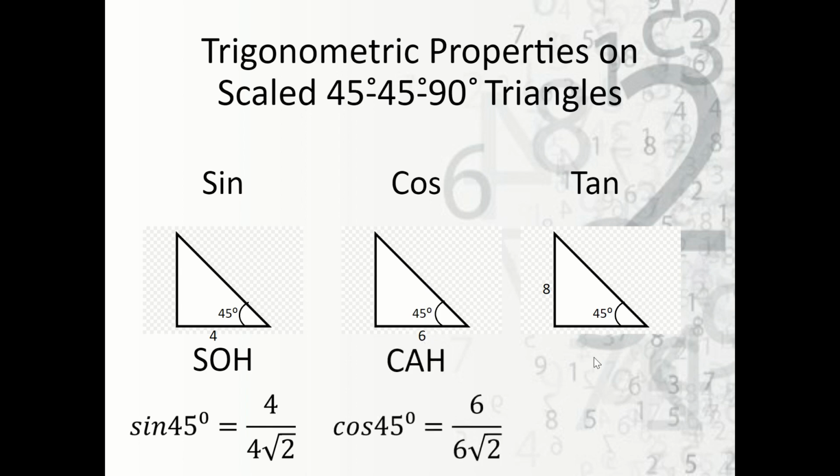Now tangent is opposite over adjacent. So the opposite in this case is 8. It's supposed to be 1 though, so we multiplied by 8. So this side should also be 1 times 8, and this should be square root of 2 times 8. So this should be 8 and this should be 8. So we end up with tangent of 45 degrees is equal to 8 over 8.